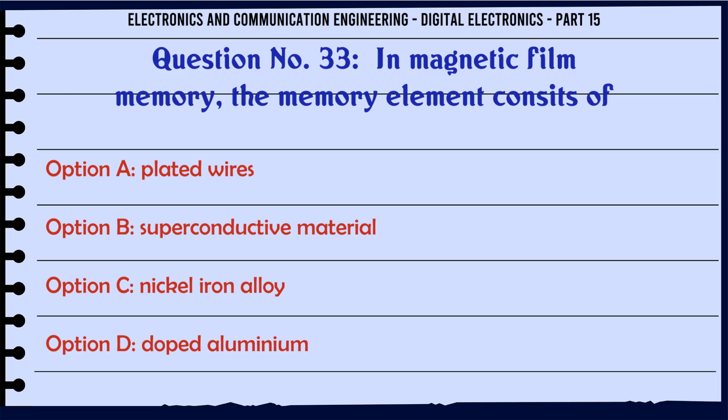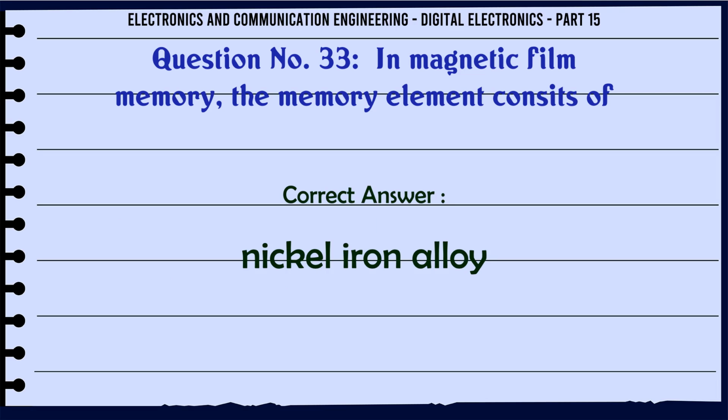In magnetic film memory, the memory element consists of A. plated wires, B. superconductive material, C. nickel-iron alloy, D. doped aluminium. The correct answer is nickel-iron alloy.